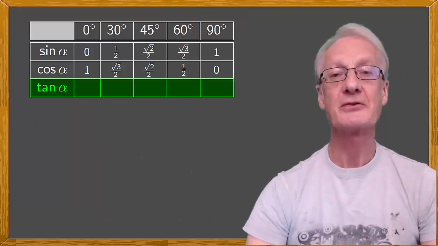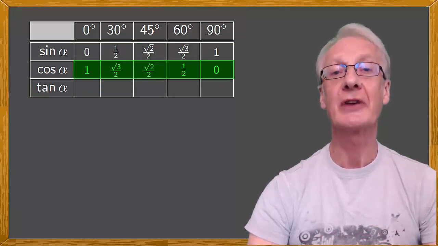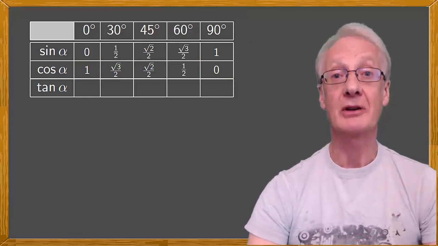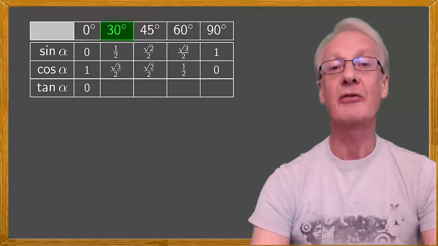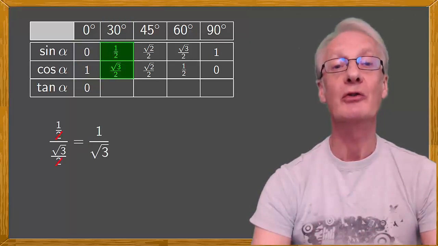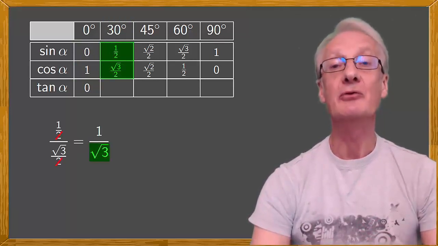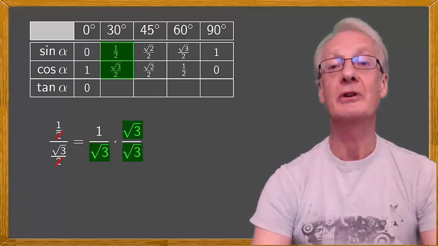Now let's do the tangents. Remember, the tangent of an angle is just sine over cosine, so we just have to divide the corresponding values of the first and second rows, and when we get a root in the denominator we rationalize. For the tangent of 0 we have 0 divided by 1, which is just 0. For the tangent of 30 degrees it's a half divided by root 3 over 2, which simplifies to 1 over root 3. As we have a root in the denominator, we rationalize by multiplying top and bottom by the root of the denominator, giving root 3 over 3.